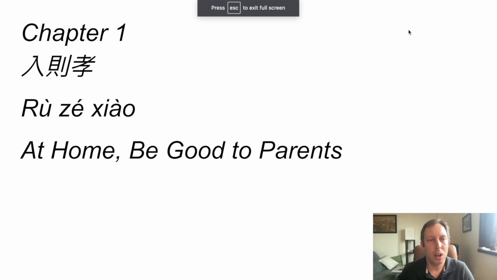Chapter 1, 入则孝. 入 means to go into, and 则, like we just talked about, means then. 孝 means be good to parents. 入, it's implied that it means entering the home. So, like when entering the home, then be good to parents. So this gets translated as at home, be good to parents. 入则孝. Enter, then be good to parents.